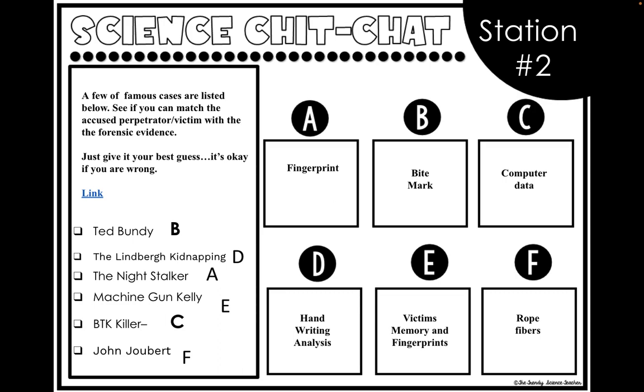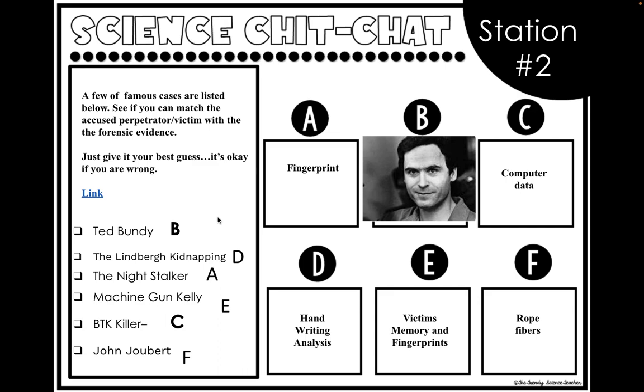There was very little evidence to convict him, but he was finally arrested in 1975, and bite marks were used to help identify him from his teeth and from his bite. He was put to death in 1989. So again, this is a picture of Ted Bundy.